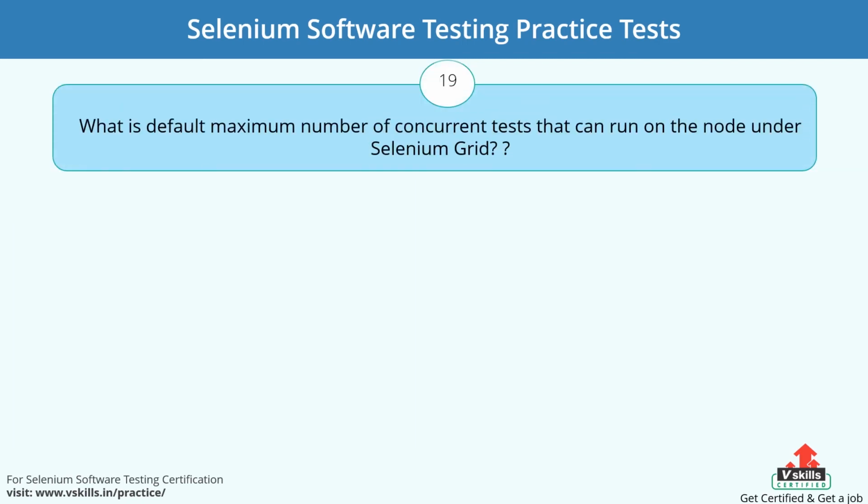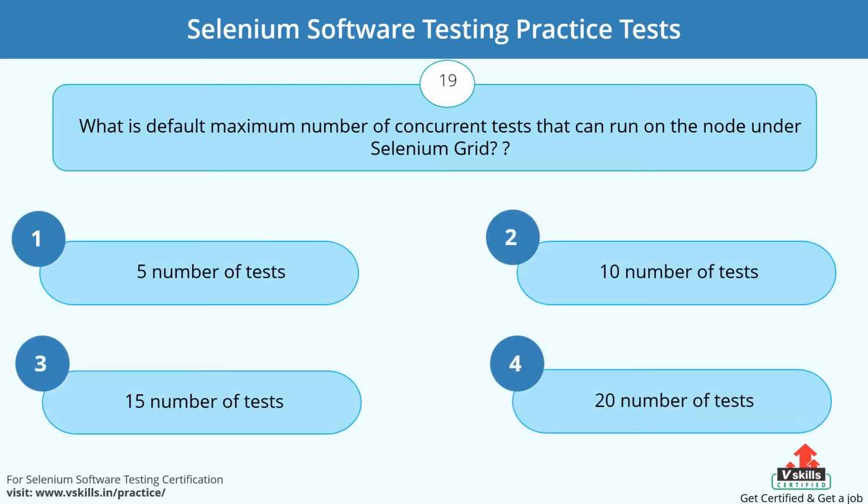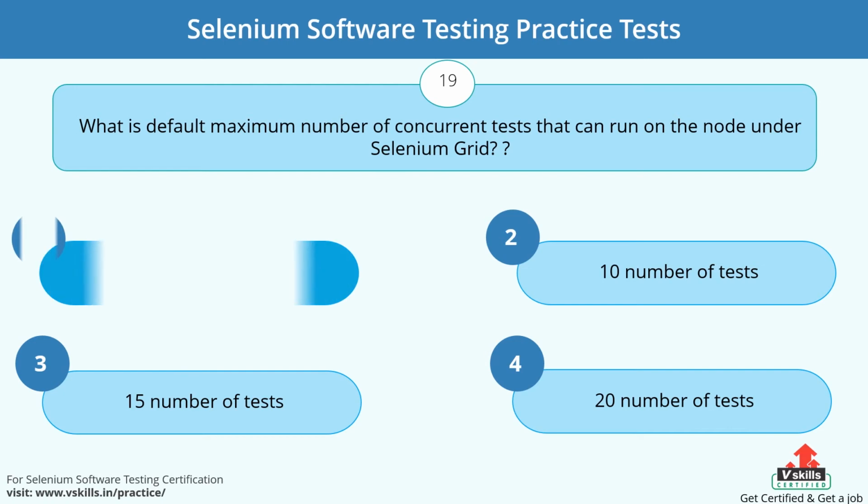Question number 19. What is default maximum number of concurrent tests that can run on the node under Selenium Grid? The options are A. 5 number of tests, B. 10 number of tests, C. 15 number of tests, D. 20 number of tests. The correct answer is option A.